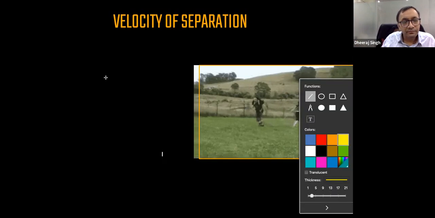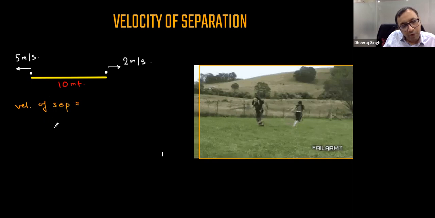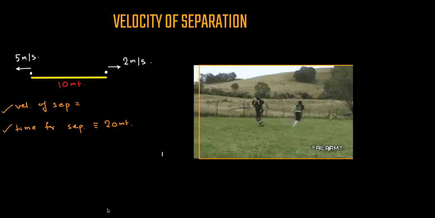For example, let me give you certain situations here. Let's say this distance is 10 meters. Two objects are there. This object is going this way with, let's say, 2 meters per second. That object is going this way with 5 meters per second. You need to tell me, first of all, velocity of separation, then time for the separation to become 20 meters. These two things. Do it. Velocity of separation is what? You can type in that first.